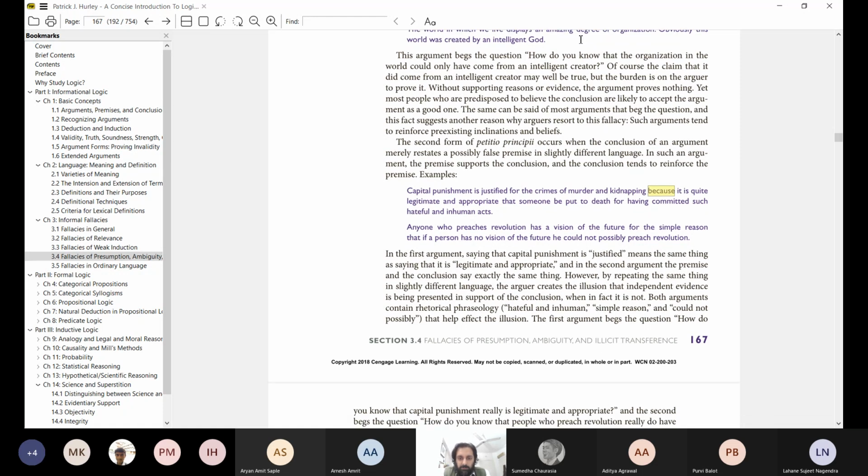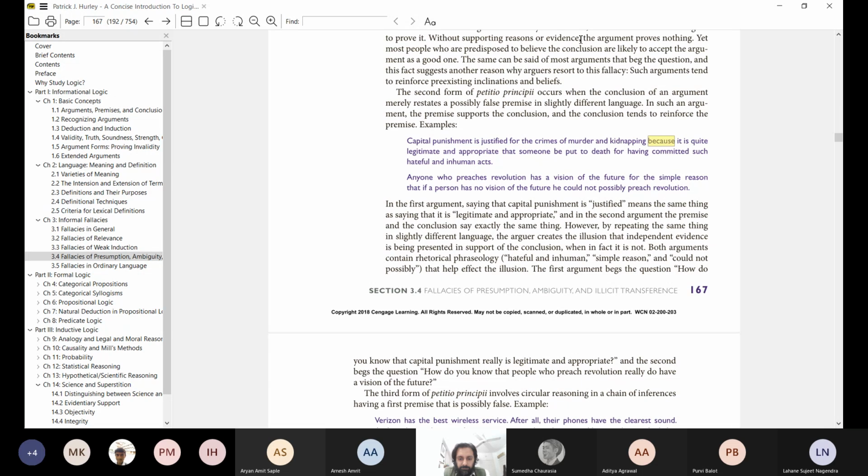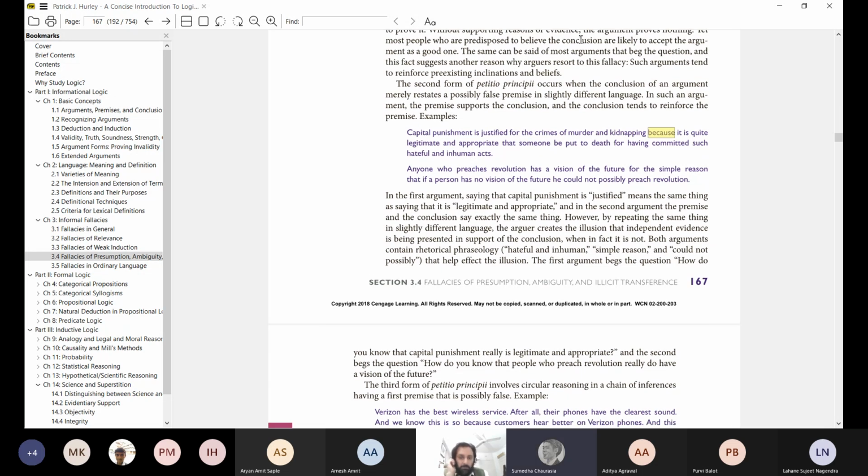Sumedha, let's take the next example. Anyone who preaches revolution has a vision of the future, for the simple reason that if a person has no vision of the future, he could not possibly preach revolution. So what's the problem there? I would say that this argument does not say anything at all. What does it mean to have or not have a vision of the future? It is extremely underspecified, this argument.